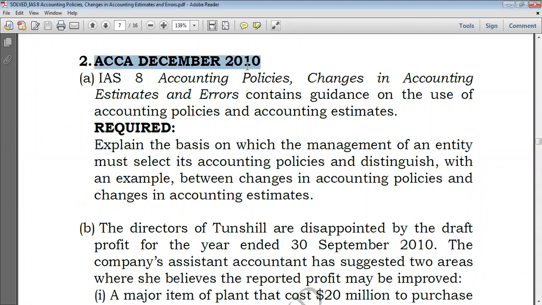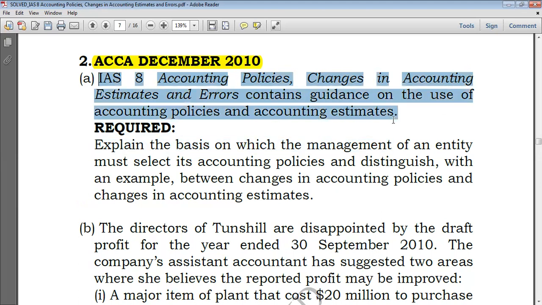It's come from ACCA December 2010. Actually, it's a question that was asked a long time ago, but it is still relevant. Now let's start with the explanations here. Part A, we are told, IAS 8, accounting policies, changes in accounting estimates and errors, contains guidance on the use of accounting policies as well as accounting estimates. Yes, that's right. It speaks of accounting policies, accounting estimates, but also prior period errors. But the question is specific on policies and estimates.